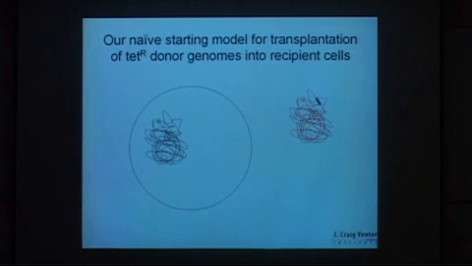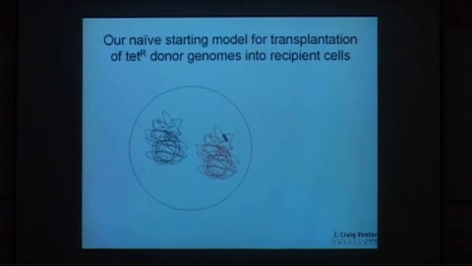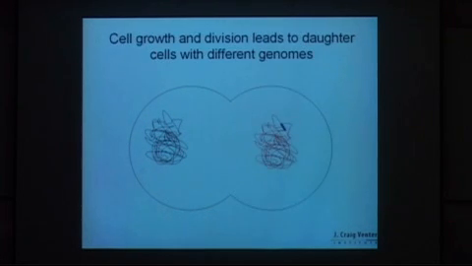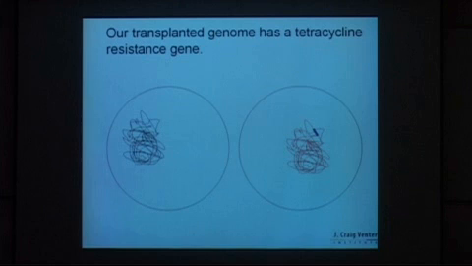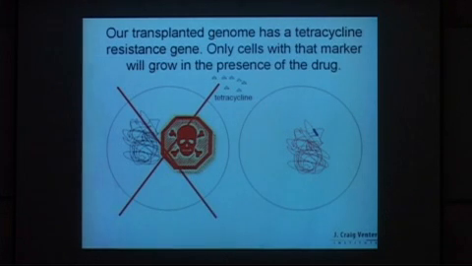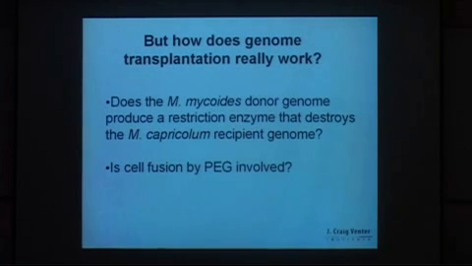And I'll just tell you what our thinking was when we started this. We just thought naively that PEG would somehow get the genome into the cell, it would grow and divide and segregate, and then tetracycline selection would select for the cells that happen to have taken up the genome. These are, as I said, rare events. There are about 200 such events from 10 to the 9th recipient cells. So it's hard to actually look at the early steps in the events.